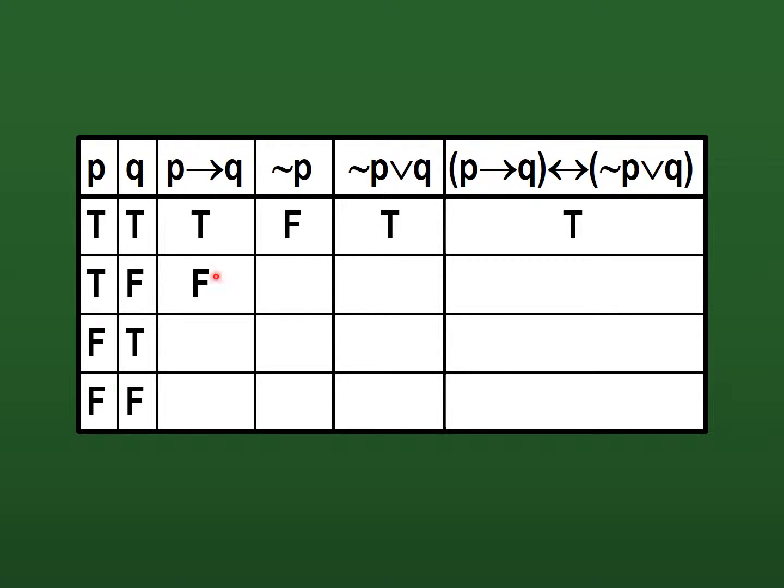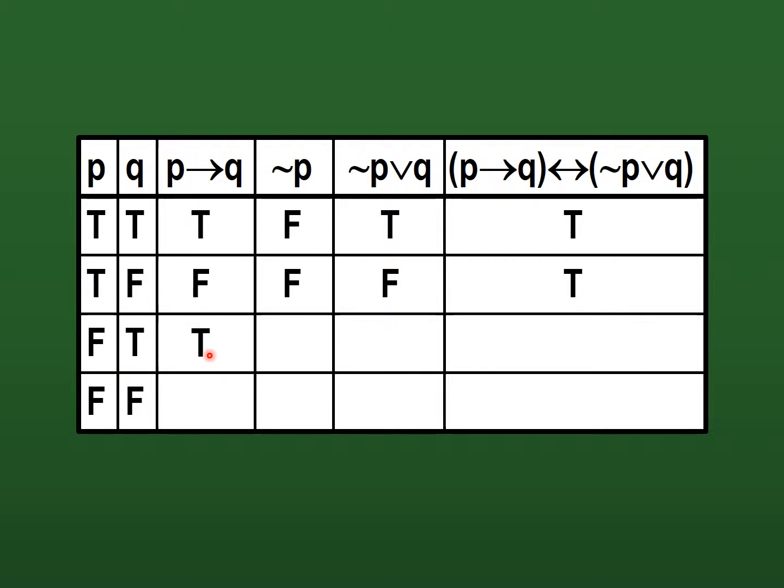On the second row, you have true implies false, that's false. Your not P, since P was true, is false. And then not P or Q: not P was false and Q was false, so you have false or false, which is false. So here, P implies Q was false if and only if not P or Q, which was also false. False if and only if false is a true statement. Logically, that makes sense.